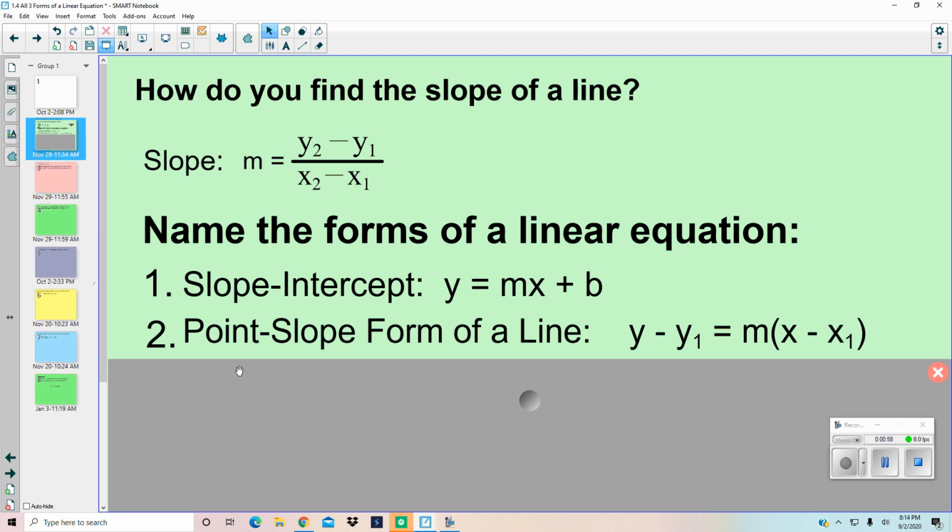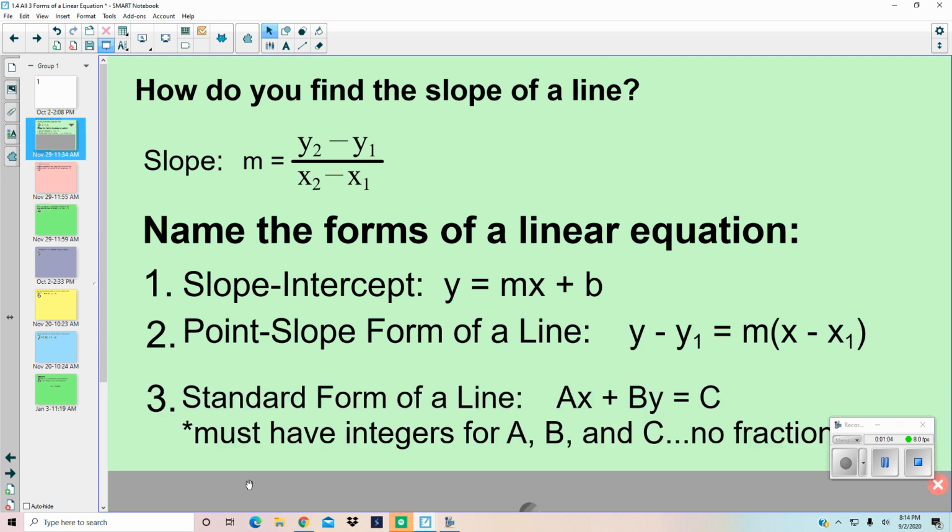The third one is not used as often, but is used when you're solving systems, and that's called standard form. That's when you have the x and the y both variables on the same side with integer coefficients, and then the constant is on the other side. In other words, there aren't fractions or decimals. So ax plus by equals c.